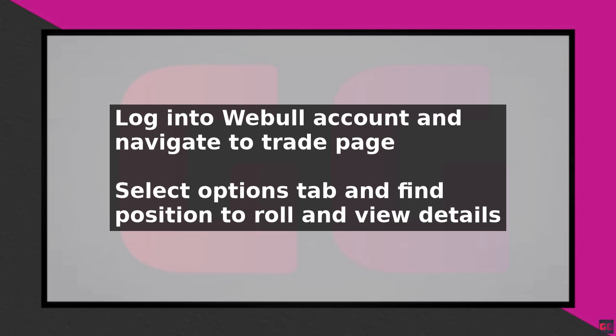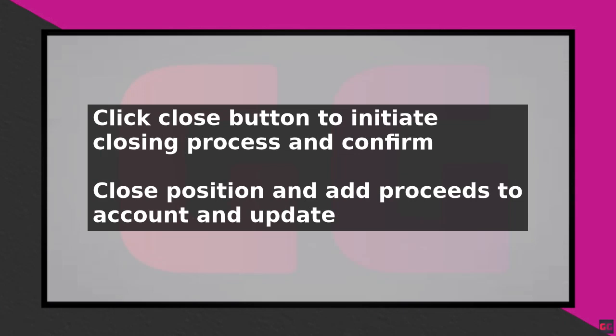First, select the Options tab and find the position you want to roll. Click on the position to view its details. Webull will display the current price, strike price, and expiration date.